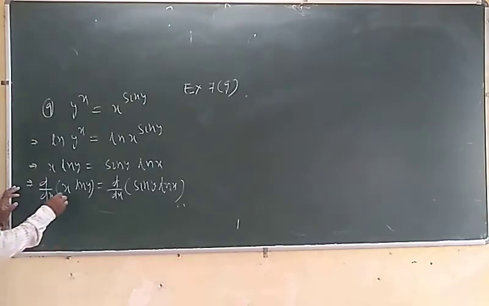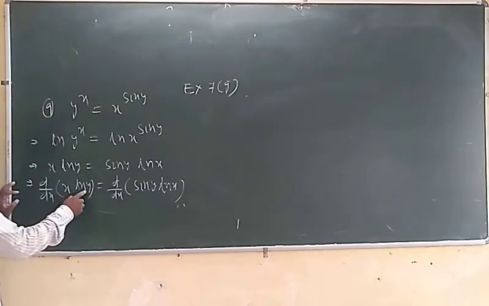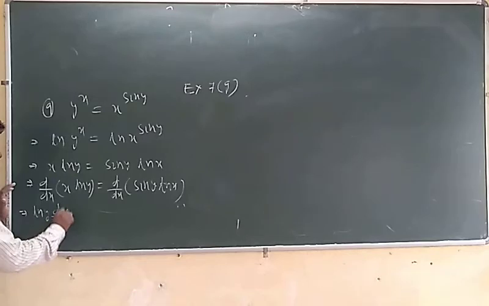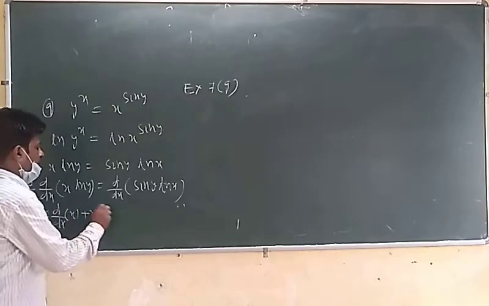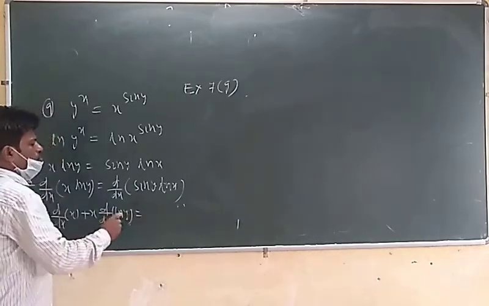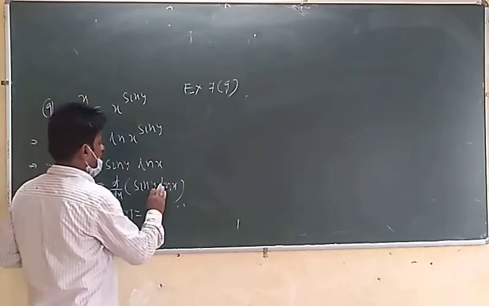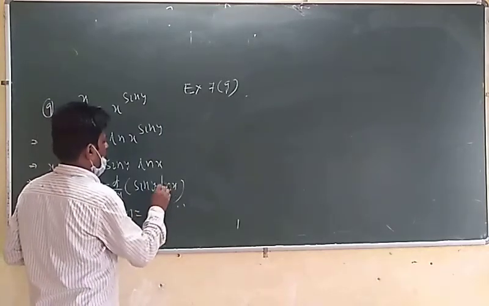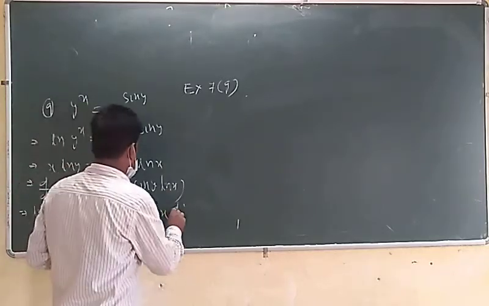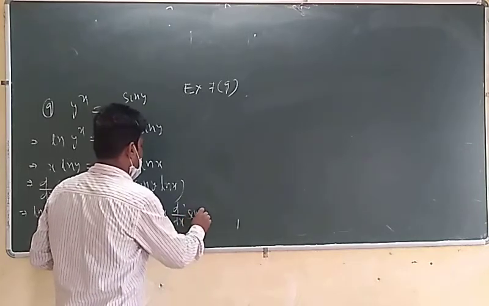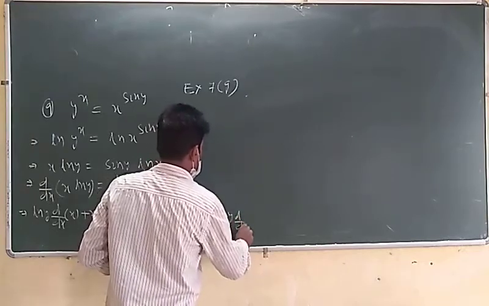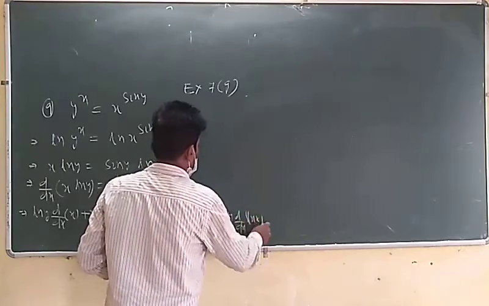Okay. So now we use the product rule. x is the first function, ln y is the second function. Taking the second function ln y as a constant, d by dx of x, plus taking x as a constant, d by dx of ln y. The right side also uses the product rule. Taking ln x as a constant, d by dx of sin y, plus taking sin y as a constant, d by dx of ln x.